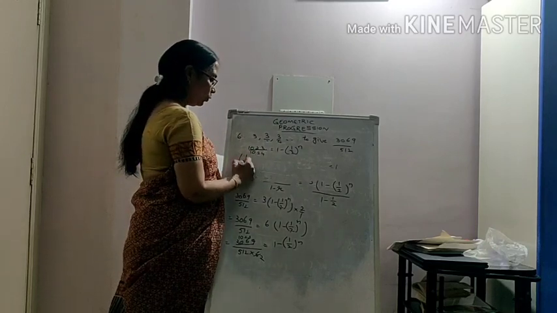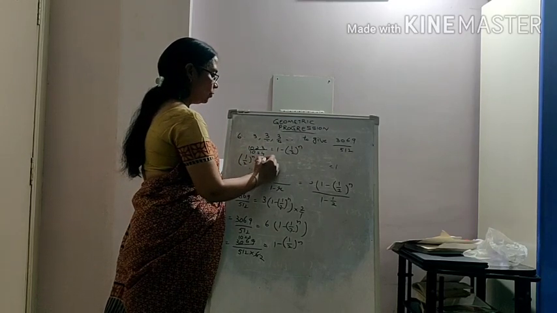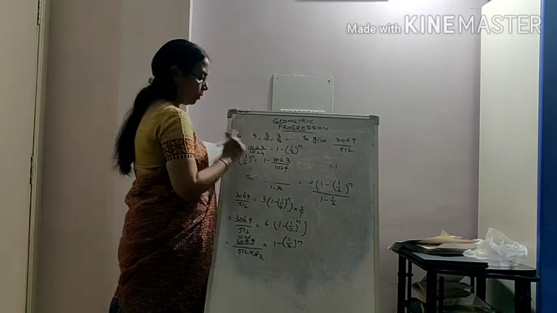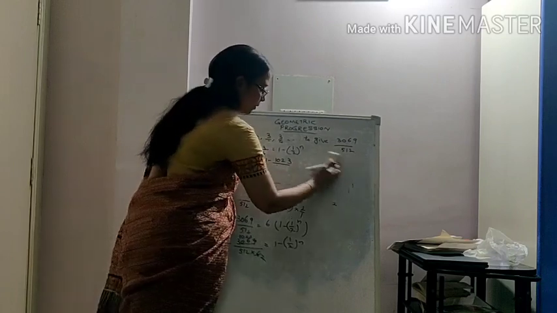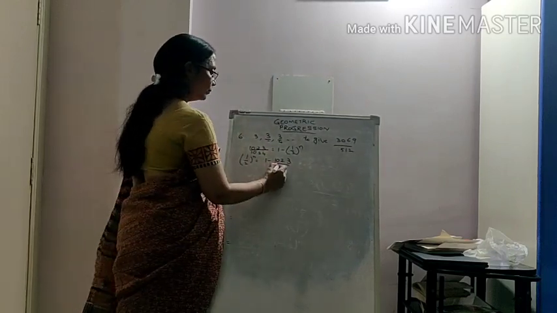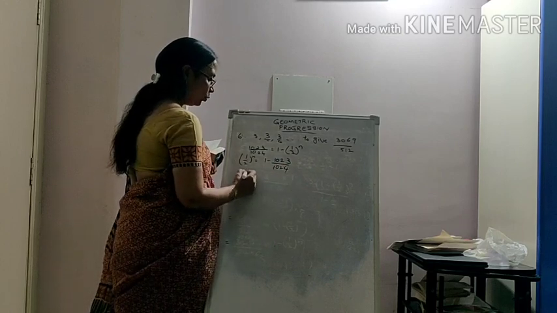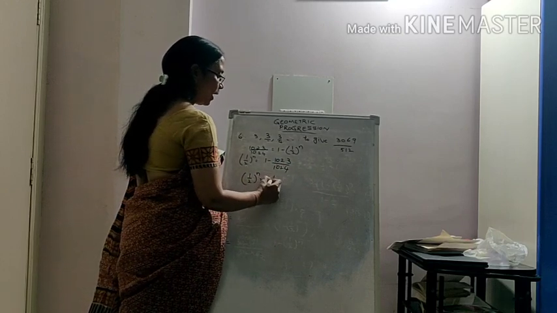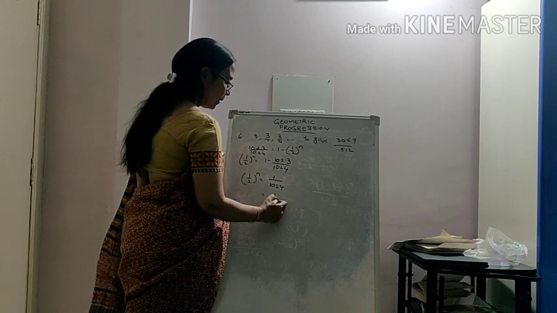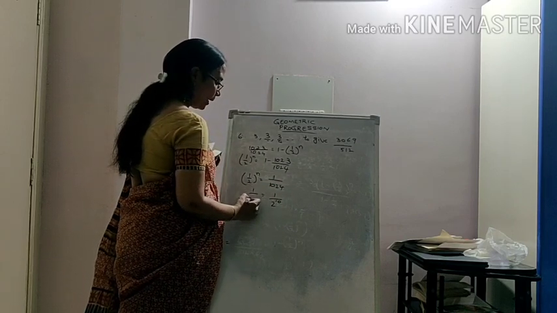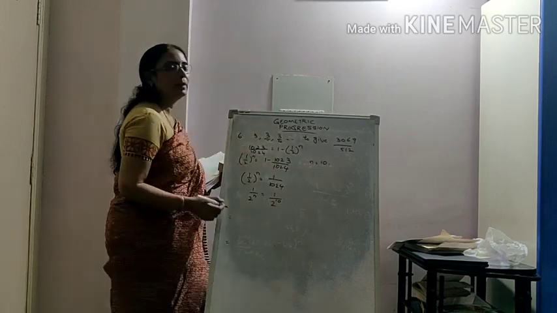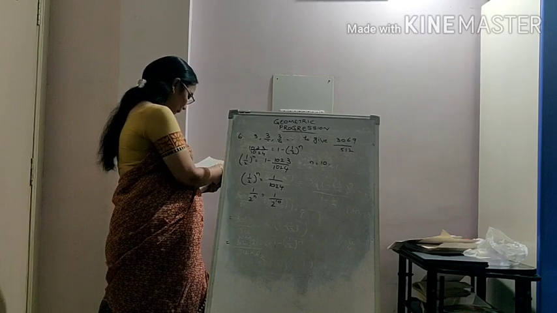So 1 by 2 to the power of n is equal to 1 minus 1023 upon 1024, which will be 1 upon 1024. This can be written as 1 by 2 to the power of 10 and 1 by 2 to the power of n. If you are equating it, comparing it, n will become 10.